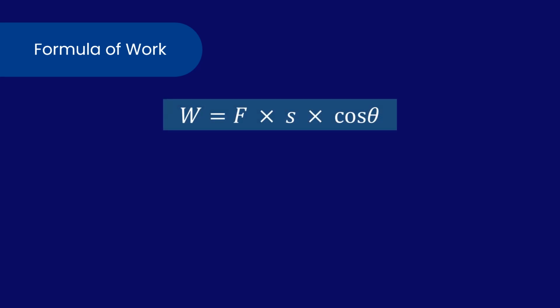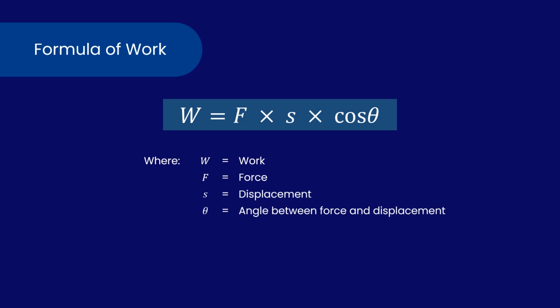Let's look at the formula. Work equals force multiplied by displacement multiplied by cosine of the angle between them. Here W represents work, F is the applied force, S is the displacement, and theta is the angle between the force and the direction of displacement. The SI unit of work is the joule, represented by the J.